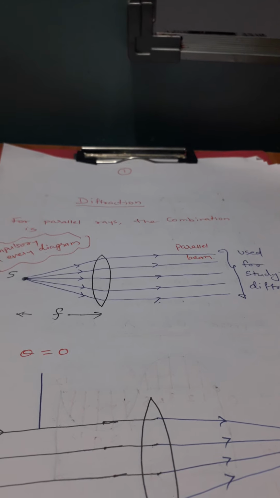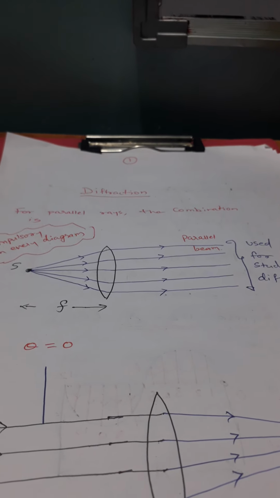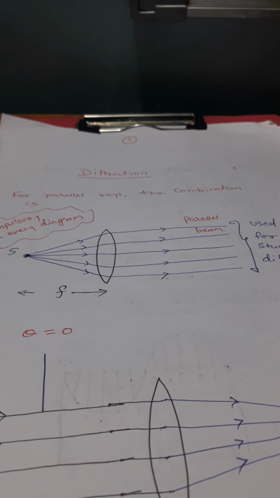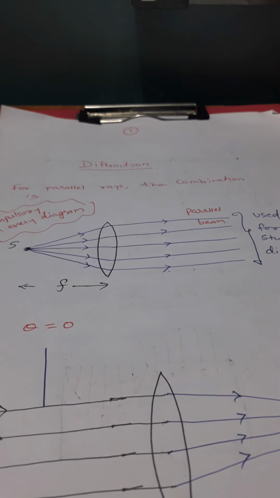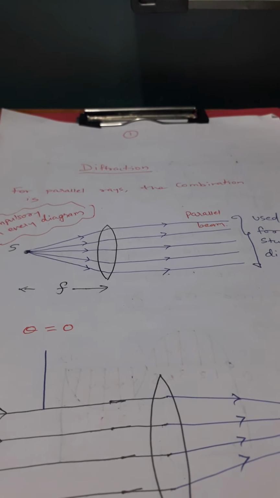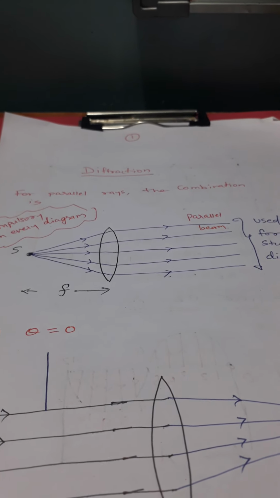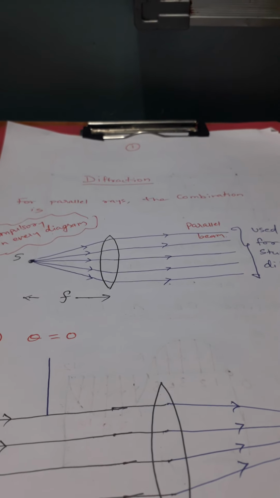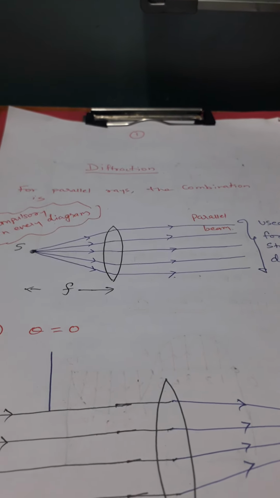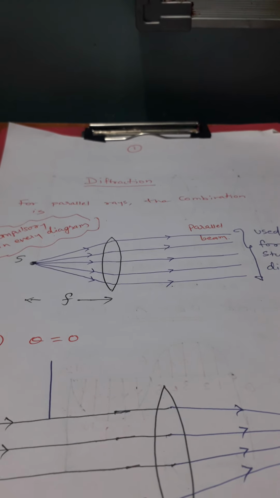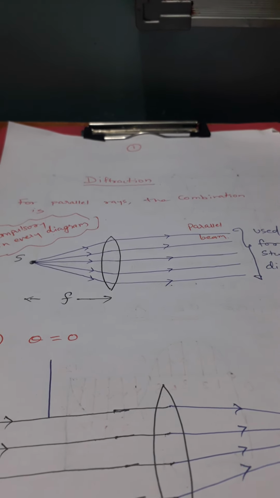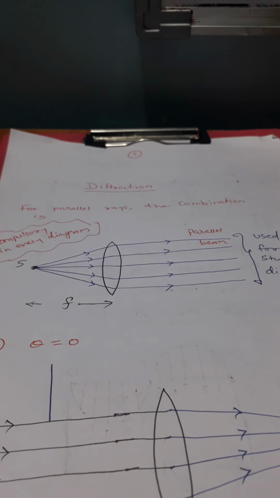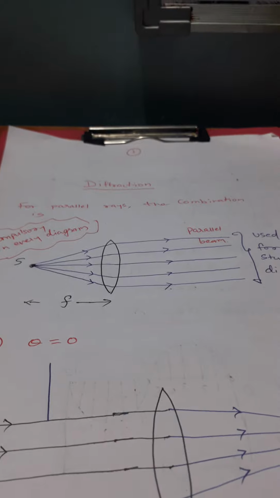In Fresnel's diffraction, the source is at a finite distance, whereas in Fraunhofer diffraction, the source is at an infinite distance. Infinite distance is practically not possible in our lab. So therefore we use a combination of a lens and the source. Source at infinite distance means the rays of light are coming parallel to us. So how do we get such rays of light?